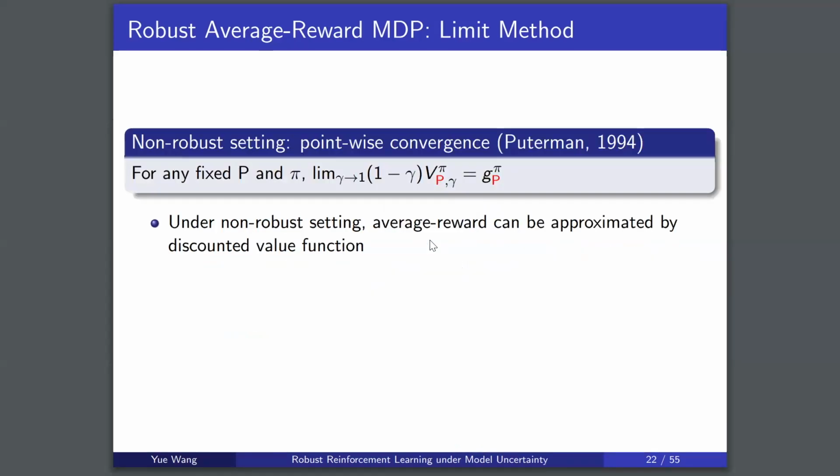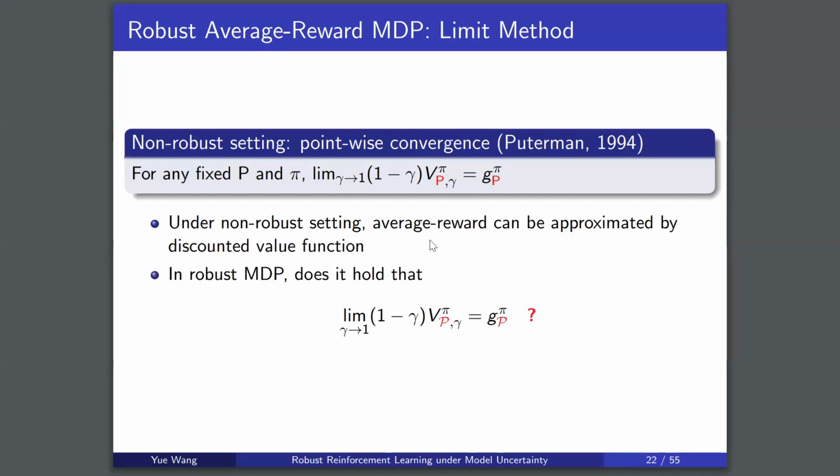This idea actually has been solved for the non-robust setting. It has been shown that for any fixed transition probability distribution and fixed policy, if we set the discount factor gamma goes to 1, then the discounted value function will converge to the average reward under the non-robust setting. So basically, under the non-robust setting, we can use the discounted value function to approximate. The natural question is, does this result also hold in the robust setting?